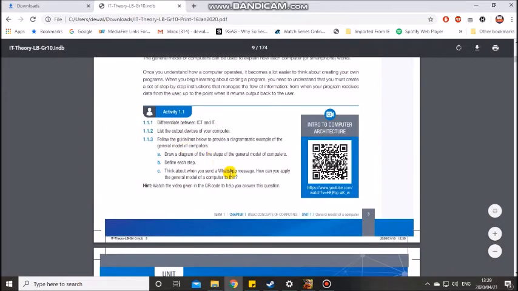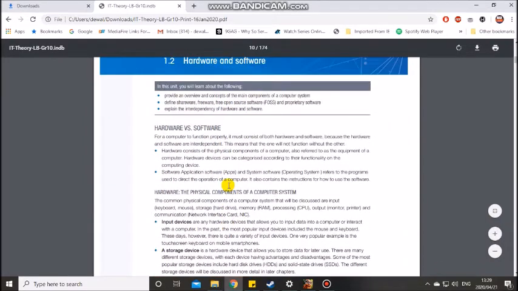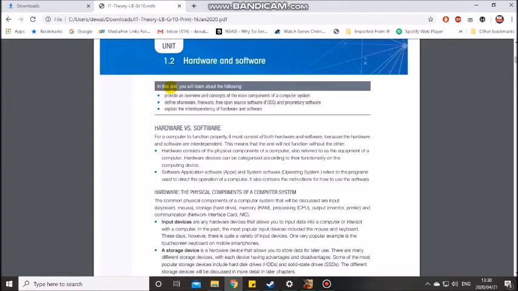Then we have Activity 1, we'll get back to that. Hardware versus software, Unit 1.2. Hardware is basically all the physical components of a computer we can see or touch. That includes anything like the keyboard, the hard drive, the processor, and so forth. Then software, or application software, basically refers to the programs on the computer that control the hardware.